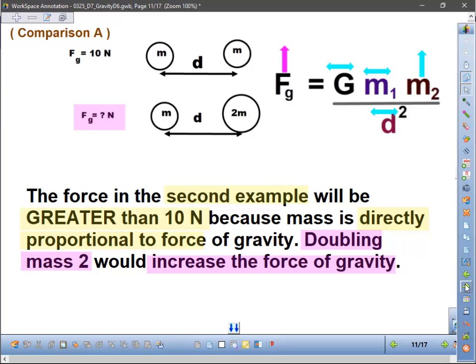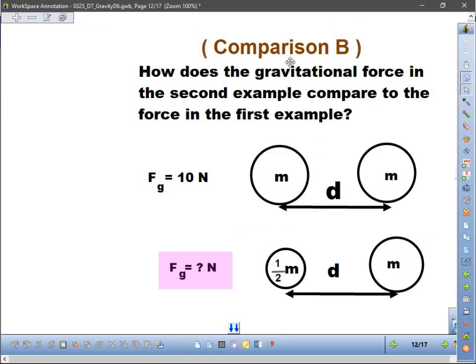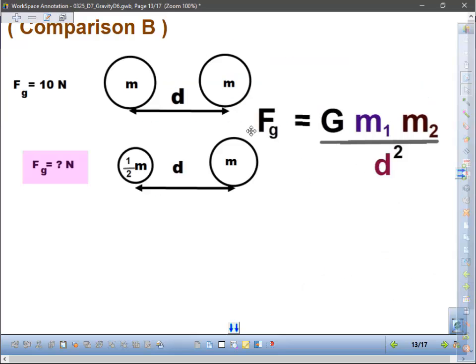Now we're going to try another comparison. Here's comparison B. How's the force in the second example compared to the force in the first example? So here's our pictures. You can notice here's our masses and our distance. And now going to our second picture, we have half of a mass over here in the distance and then the mass there. I already put the arrows in here and they're hidden underneath these pictures. So we'll just go through and ask, all right, look at our picture now.